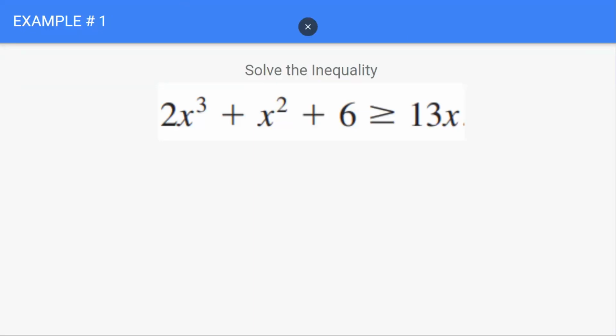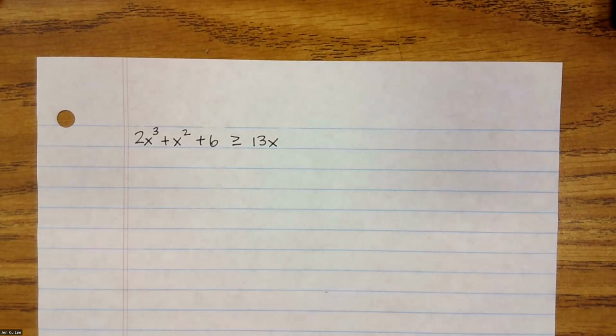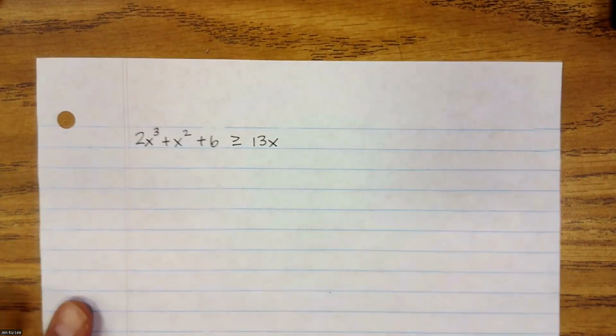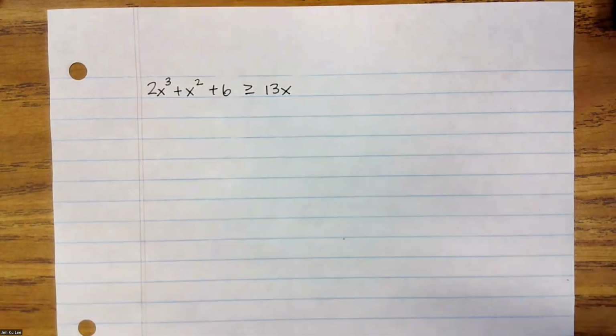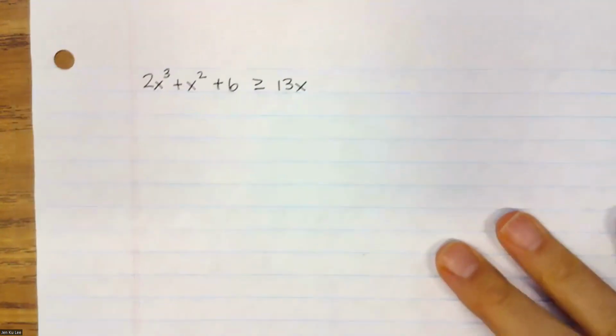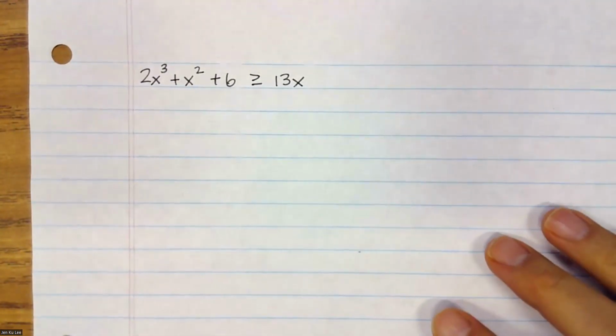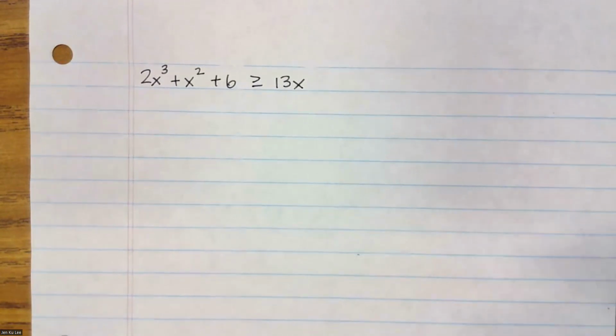Okay, so our first example is here, and I also got it here on our document camera. Okay, so this is the example that we're going to cover today. So it's 2x cubed plus x squared plus 6 is greater than or equal to 13x.